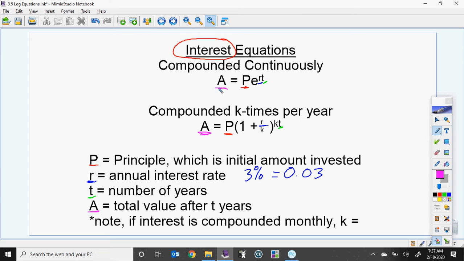Now at the bottom it says, note, if interest is compounded monthly, what is K? Well, there are 12 months in a year, so if it's compounded monthly, K would be 12. If it says it's compounded annually, that means 1 time per year, K would be 1. If it's biannually, 2 times per year. Sometimes you see quarterly. Quarterly means 4 times per year, but usually for the rest of those, they just tell you how many times per year.